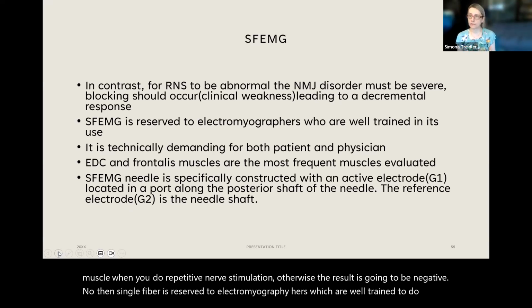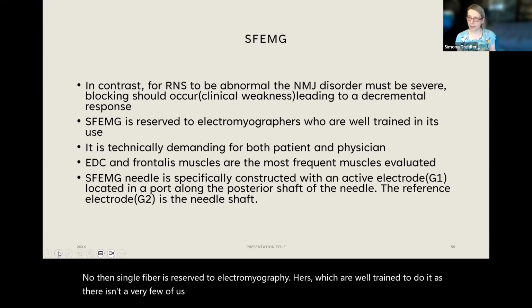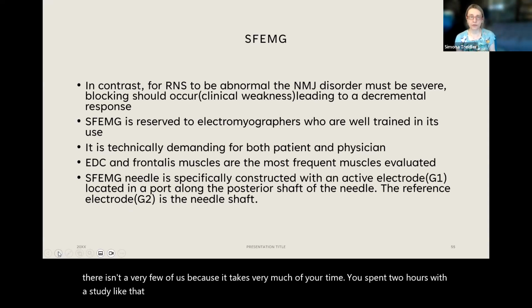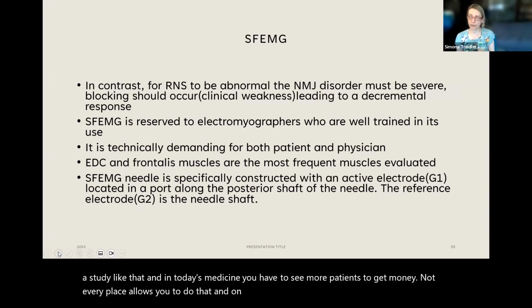There's a reason very few of us do it, because it takes very much of your time. You spend 2 hours with a study like that. And in today's medicine, you have to see more patients to get money. Not every place allows you to do that. And on top of that, you need to know what to do.